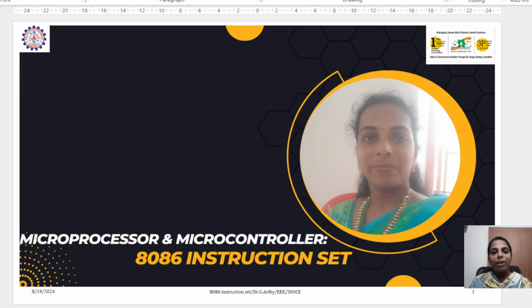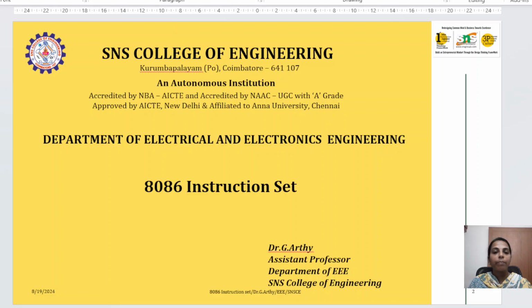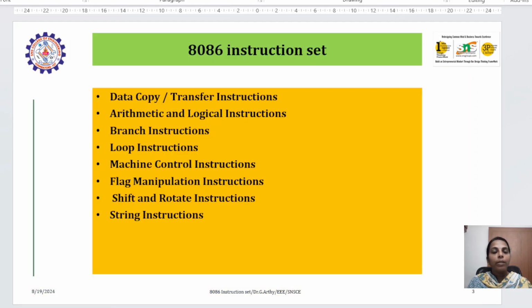Hello everyone. In today's session, let us discuss the second part of the instruction set of 8086. Already we have discussed the instruction set of 8086, and in the first part we discussed data transfer and copy instructions, based on from which location to which location the data has been transferred. It is categorized into many things. So all those instructions we have discussed.